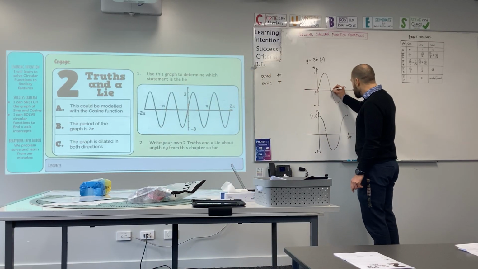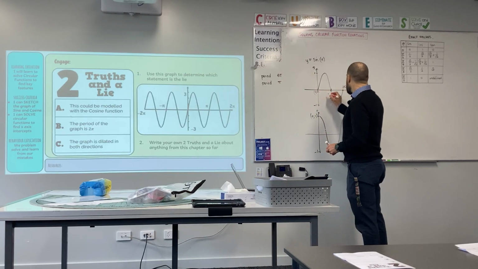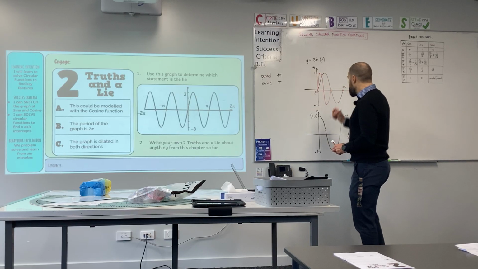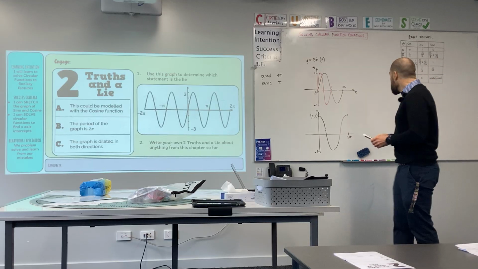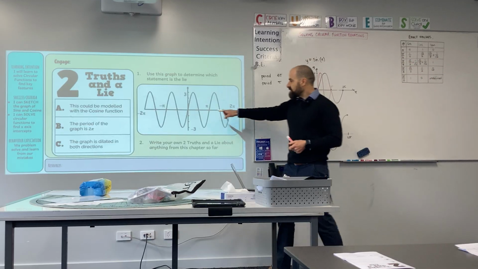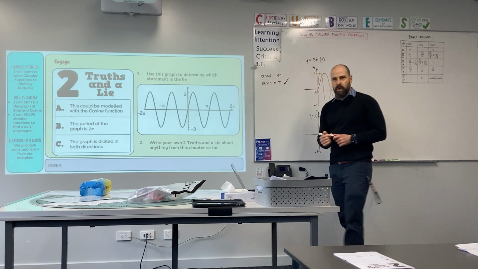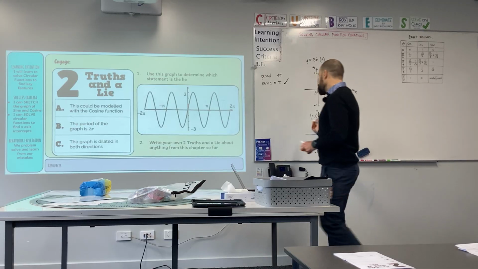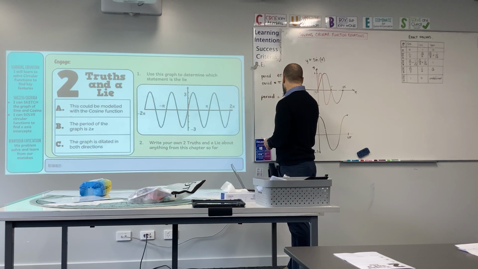This graph, I'll put it in a different colour, is going like that. Its period is, the period of this graph is actually just equal to pi. There's a formula for calculating the period that you're supposed to know: 2 pi over B. So period is equal to 2 pi over B.